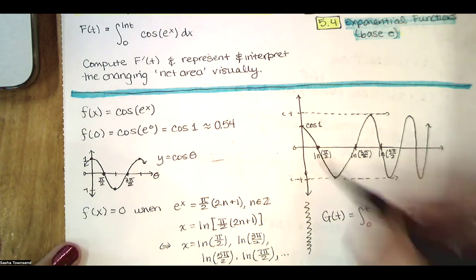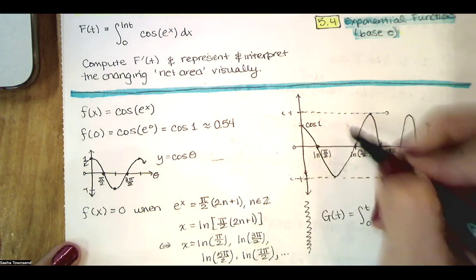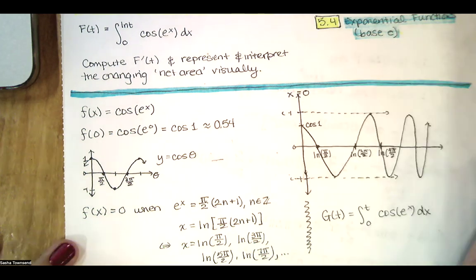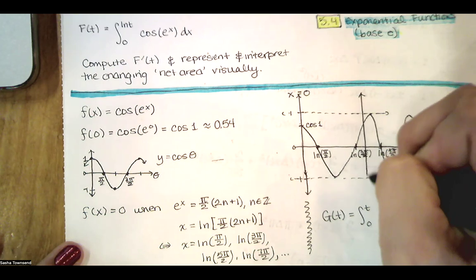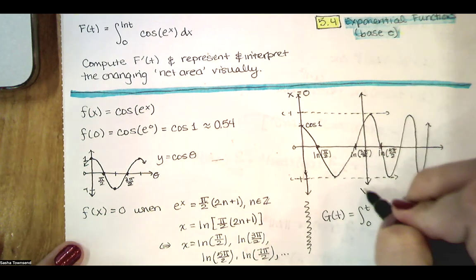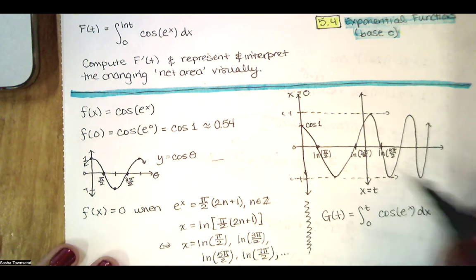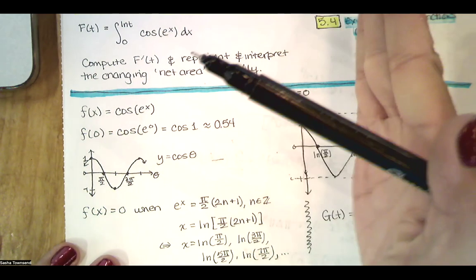So x starts at 0, so that's our left bound. And then x ends at t. x equals 0 is actually the y-axis. x equals t is a particular number. And we're going to let t increase at a constant rate. So we're going to imagine that right bound going to the right, just at a constant rate.